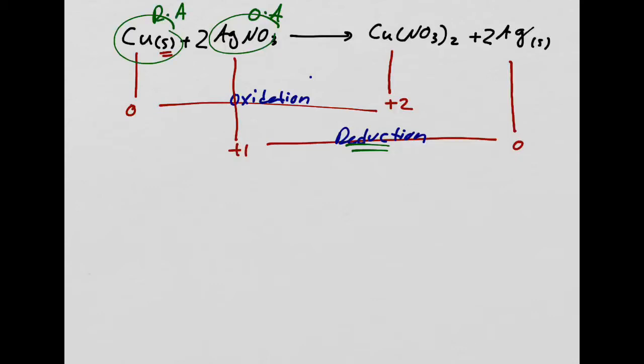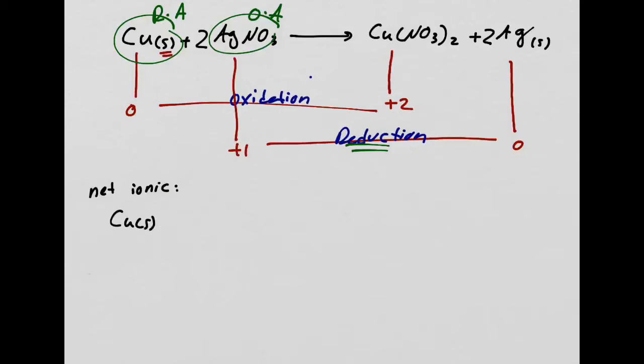Now, probably you're asking, whoa, okay, we figured out what happened to silver. We figured out what happened to copper. What happened to nitrate? Now, nitrate is just a spectator. Nothing happens because the charge doesn't really change. But if you want to look at it, you can think about it this way. You can write a net ionic equation for it.